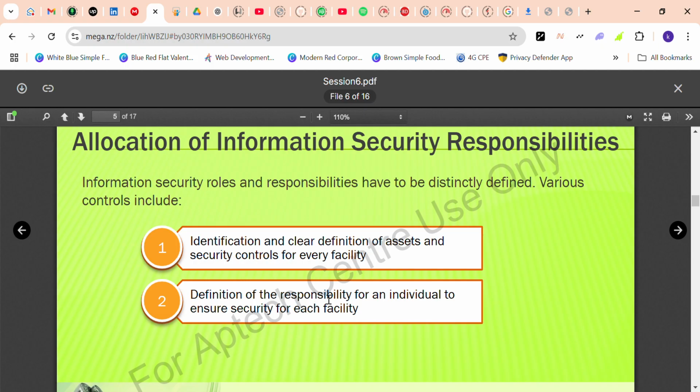Here we are talking about the person who is being assigned to manage the security, or the kind of security that will be assigned to this aspect. This is part number two: definition of responsibility for an individual to ensure security of each facility, which is the role and responsibility of the person assigned to make sure that each information system is secured.